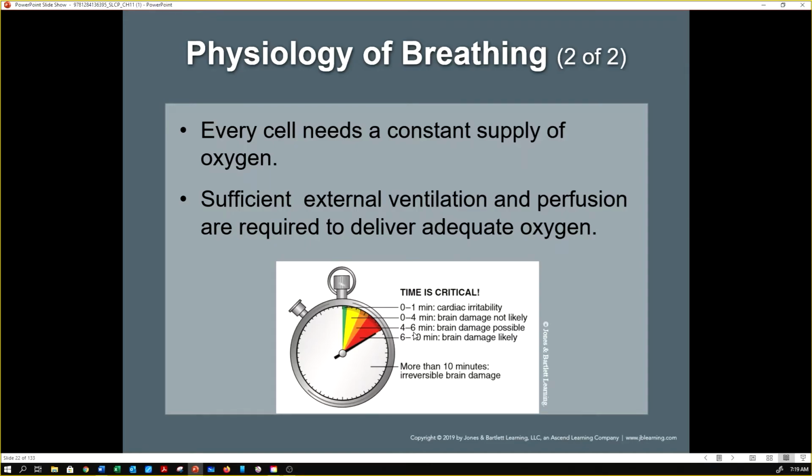If we look at 4 to 6 minutes, we could say that brain damage is possible. And anything over 6 to 10 minutes, brain damage would be likely. More than 10, it's irreversible. And so that's why it's critical when we look at our response parameters. It's critical that we have somebody there within that first 4 to 5, 6 minutes that can provide this, that can reduce or stop cellular death, right?